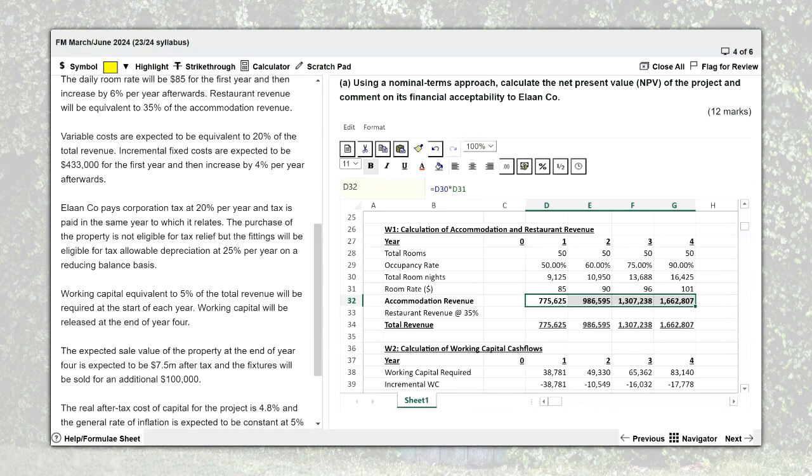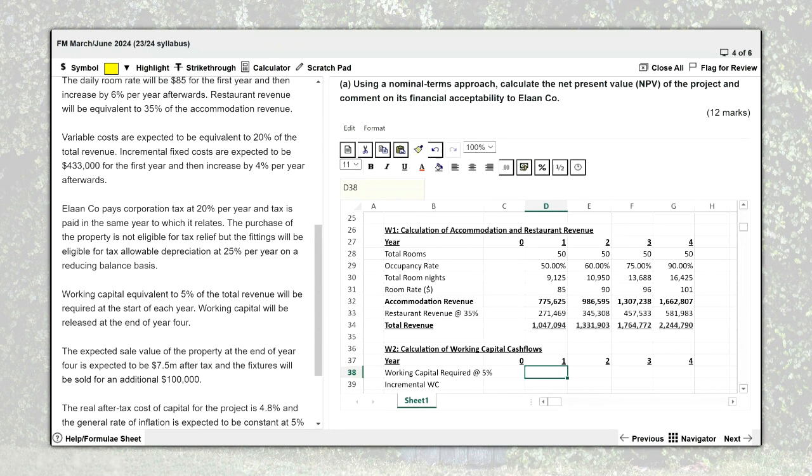Many have missed to consider the restaurant revenue as part of total revenue, and the restaurant revenue was 35% of the accommodation revenue. 35% of the accommodation revenue would give the restaurant revenue. Accommodation revenue plus the restaurant revenue gives us the total revenue.